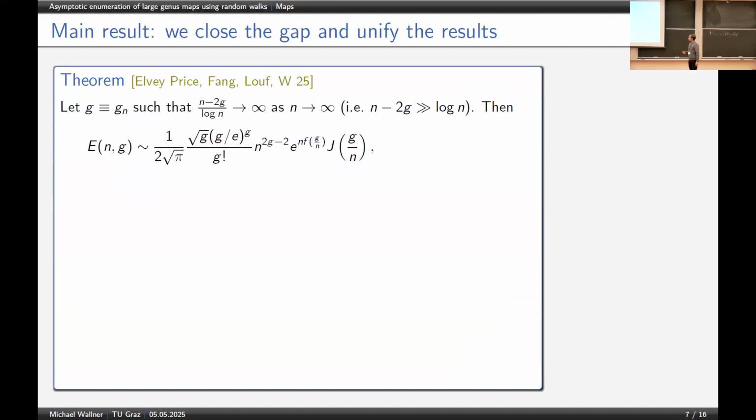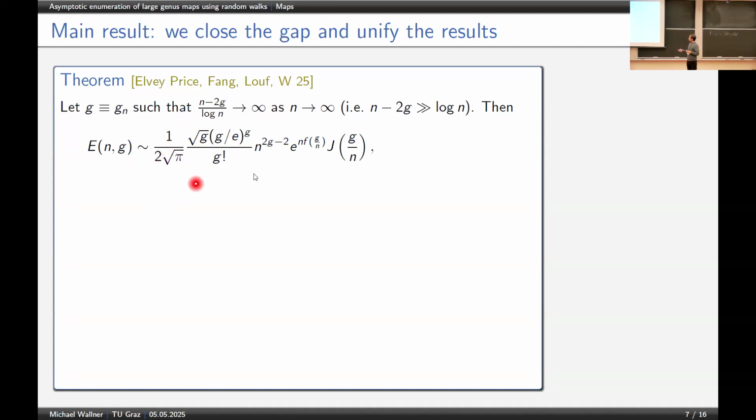So what we proved is that if we let g be a sequence which goes to infinity, well, it could be constant as well, so g depends on n, such that (n minus 2g) over log n goes to infinity. Recall that n minus 2g plus 1 is the number of vertices. So you can always think of n minus 2g as basically the number of vertices. So the number of vertices divided by log n goes to infinity, meaning that the number of vertices is much bigger than log n. Then we have this asymptotic form.